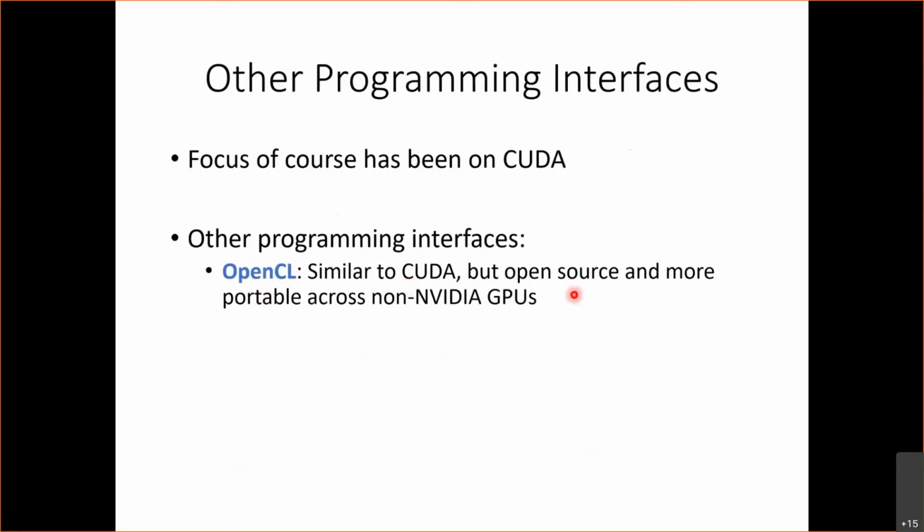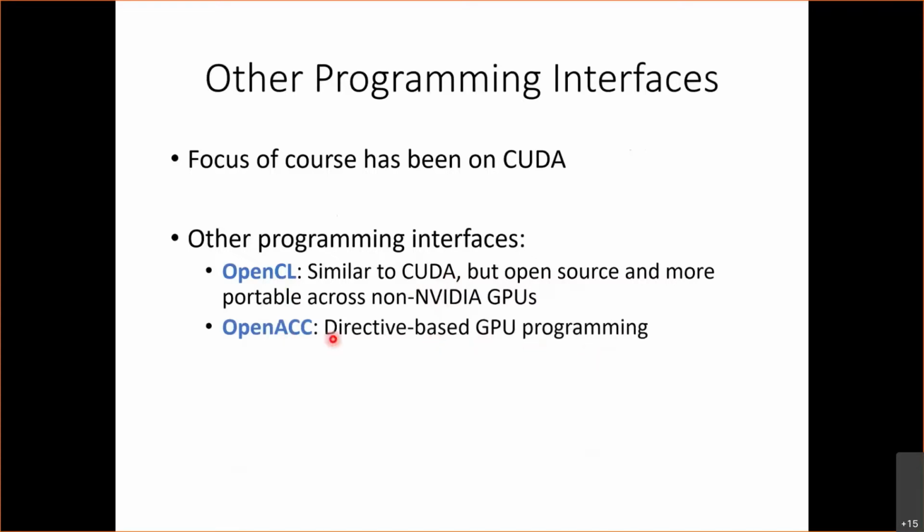So if you're only interested in running on NVIDIA GPUs, maybe CUDA is a little simpler than OpenCL, and maybe CUDA is enough. But if you want your code to be portable across different kinds of GPUs, and also across GPUs and other hardware like FPGAs and CPUs, then OpenCL is a popular programming interface to use. Okay. Another interface is OpenACC, and OpenACC is a directive-based GPU programming interface.